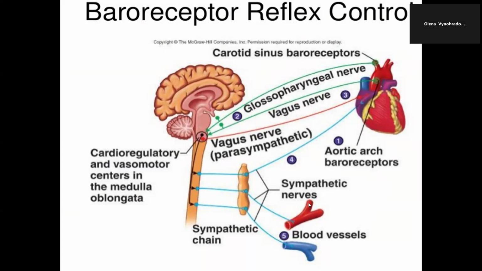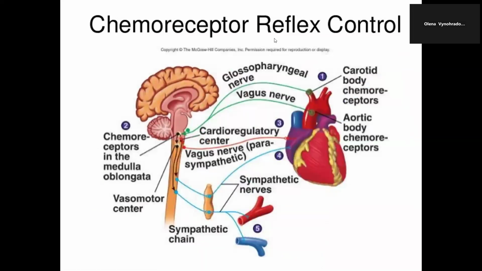Under the influence on chemoreceptors, for example, we can have increasing of carbon dioxide or decreasing of oxygen, and this signal will be moved from chemoreceptors to our brain. Here we have activation of sympathetic nerves or parasympathetic nerves.